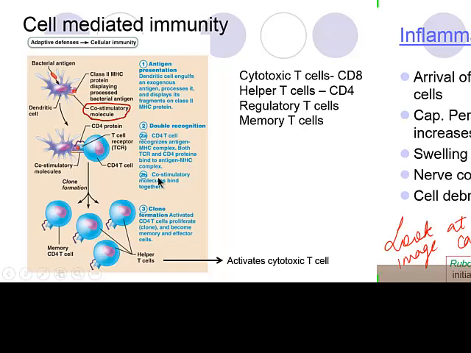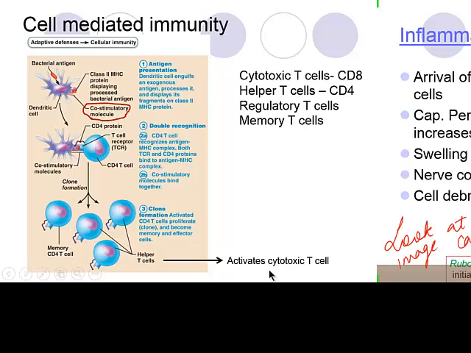Okay, so have you understood this? So here's an antigen presenting cell presenting the antigen. After processing it, a CD4 cell, a helper T cell, comes by and recognizes it. It forms clones, forms many more helper T cells, and some remain as memory cells.